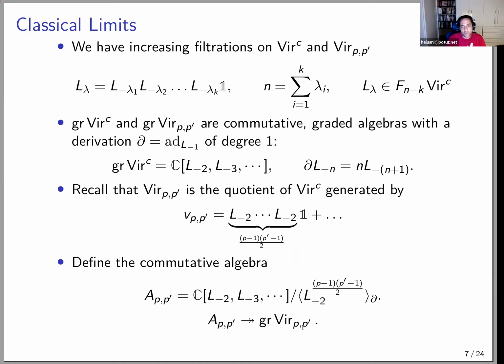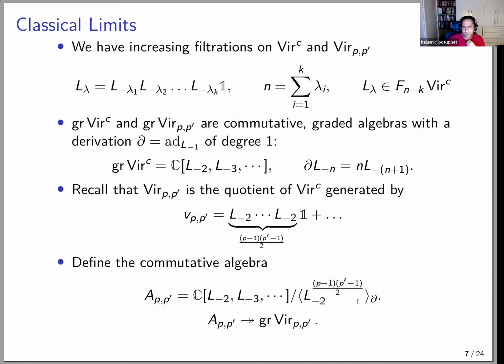And we have a natural surjection from this algebra to the associated gradient of the irreducible module. And it's clear that we have this surjection. This vector here has to be 0 in the associated gradient because the leading term in the PBW filtration is this one that you're seeing, and all the other terms are deeper in the PBW filtration. Okay, so we have this natural surjection for every p, p prime, between this easily defined commutative algebra and this associated gradient module.